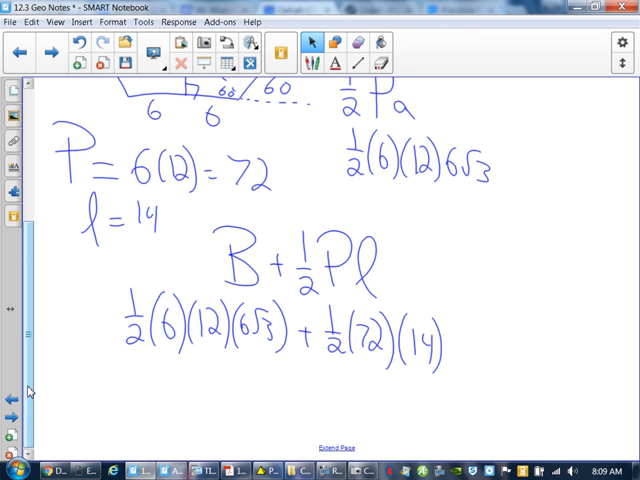It looks like there's a lot going on there, but I did not simplify anything as I was doing it, because if I write down what everything is, I can type it all at once. So 0.5 times 6 times 12 times 6 root 3 plus 0.5 times 72 times 14. 878.12? Everybody getting 878.12?